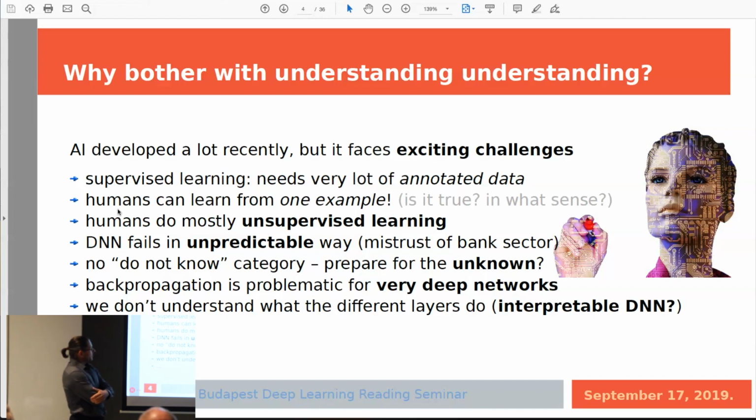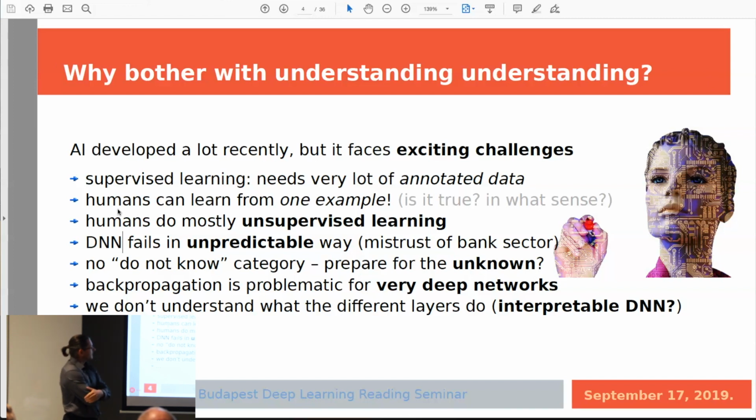The next point is also very interesting: deep neural networks used to fail in an unpredictable way. This is, of course, a big problem for a lot of applications, for example for the bank sector and the finance sector, because how can a trader trust a model with millions of dollars if it can fail in an unpredictable way? The next point, which I like very much, is that when we do classification, there is no "I don't know" category. We can approach it, but explicitly there is no "I don't know" category, because it would need us to prepare for the unknown. And it's a hard task to teach something when I don't know what will happen.